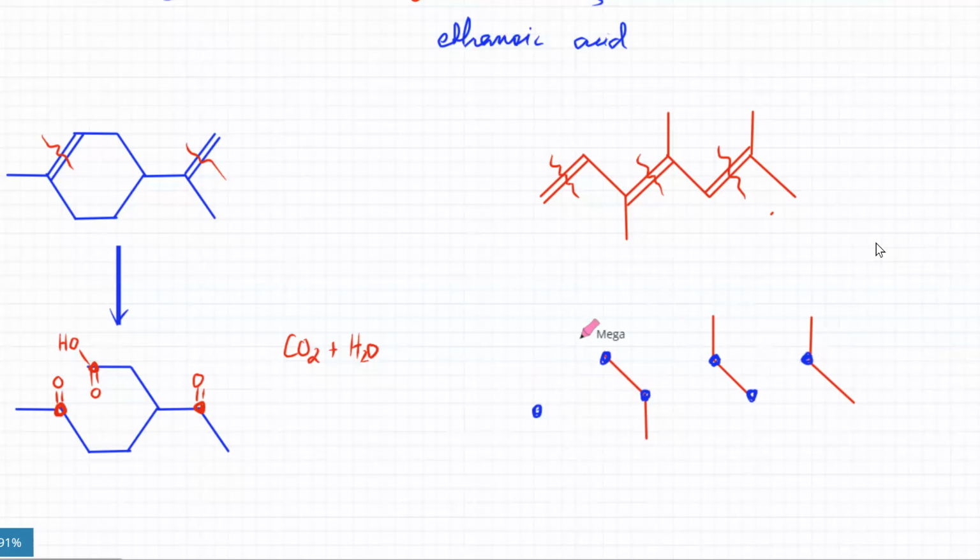Ketone. Okay, so that should turn into a ketone. It's got 2 carbon chains. So what should this turn into? Carboxylic. It's got 1 carbon chain, 2 carbon chains. Oh, ketone. Okay, so this one would be ketone.